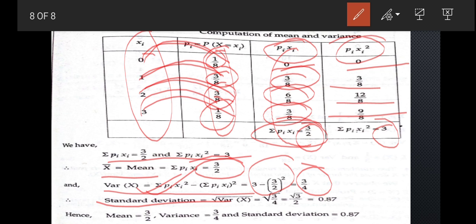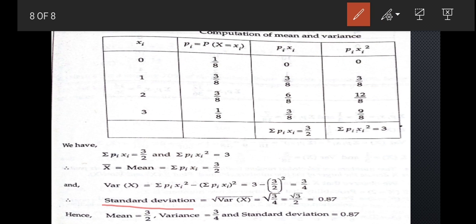So if you have to find the standard deviation, what is the meaning of standard deviation? While finding standard deviation, you just have to take the square root of variance. Standard deviation is equal to square root of variance. So square root of 3 by 4 is root 3 by 2, which is near about 0.87. So in this way, with the help of the probability distribution table, we have got the mean 3 by 2, variance 3 by 4, and standard deviation 0.87.